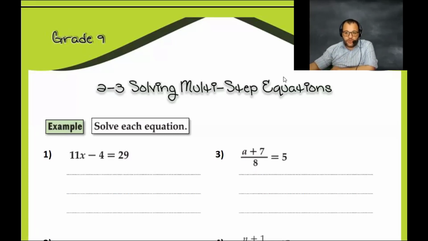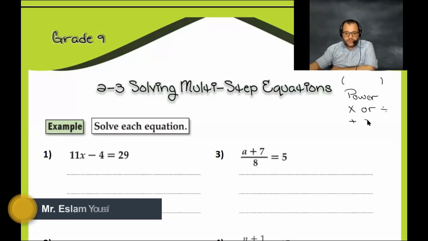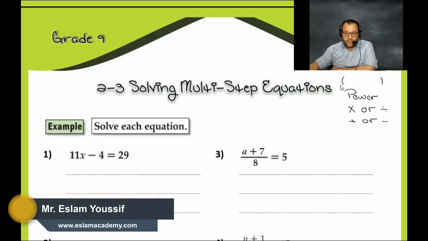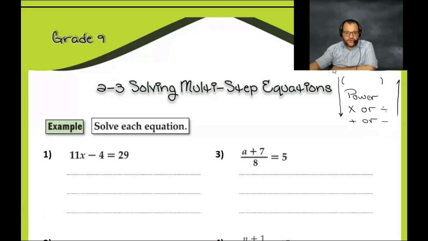We use the inverse operation of the order of operation. The first operation we solve is the bracket, then the power, then times or divide, then plus or minus. That's the order of operation. But in solving an equation, we go in the inverse way, from down to up. At first, we remove the addition and subtraction, then multiplication and division, then the power, and the last thing, the bracket.